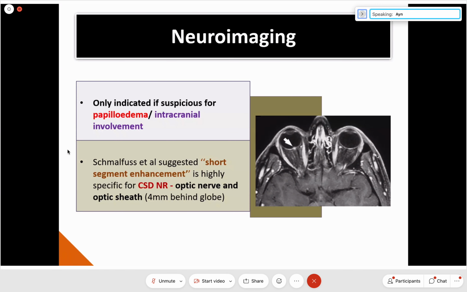How about neuroimaging? In neuroretinitis, normally neuroimaging is not recommended. We only proceed with neuroimaging if there is suspicion of cases like papilledema or intracranial involvement. But some studies show that when they did MRI on those patients, they found short segment enhancement involving the optic nerve head and also 4 mm of the optic nerve sheath. Similarly, lumbar puncture is not commonly recommended for neuroretinitis, unless we suspect there is intracranial infection going on as well.